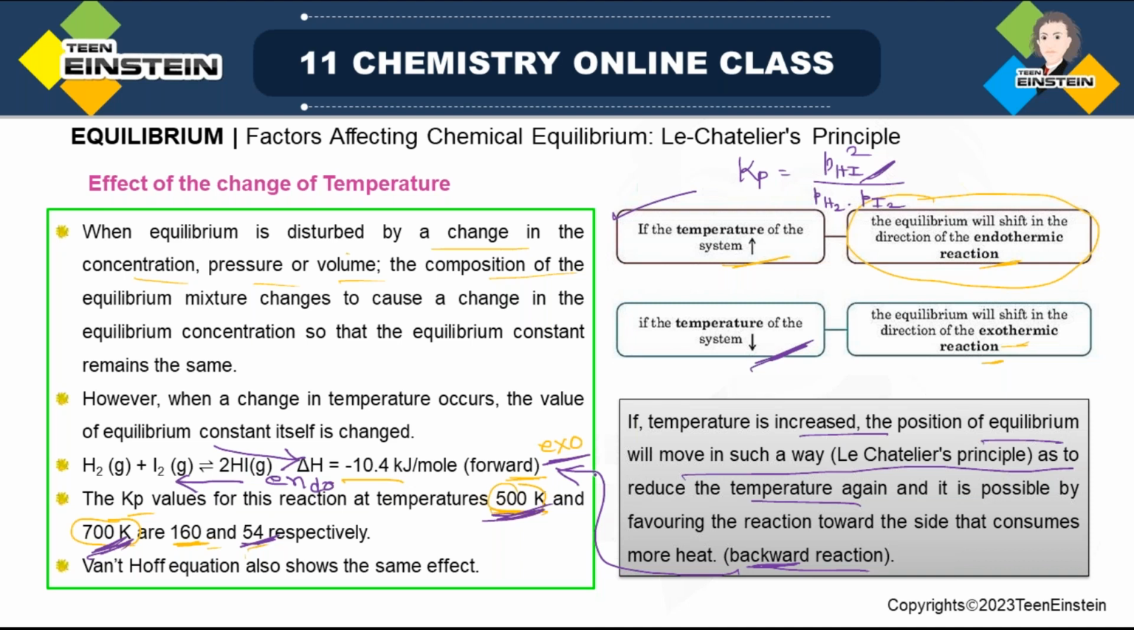So for an exothermic reaction, when you are increasing temperature, this excess temperature can be reduced by readjusting and moving towards that direction where it is consumed. Okay, so the backward reaction will be favored. This effect is different from the other effects because here the value of the equilibrium constant is changed. Fine.